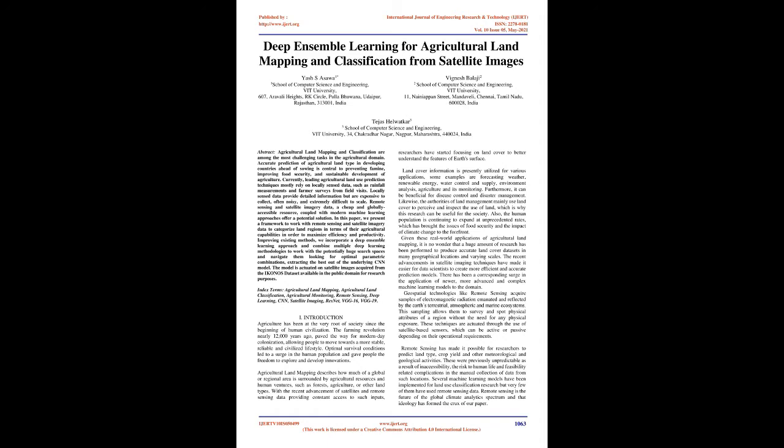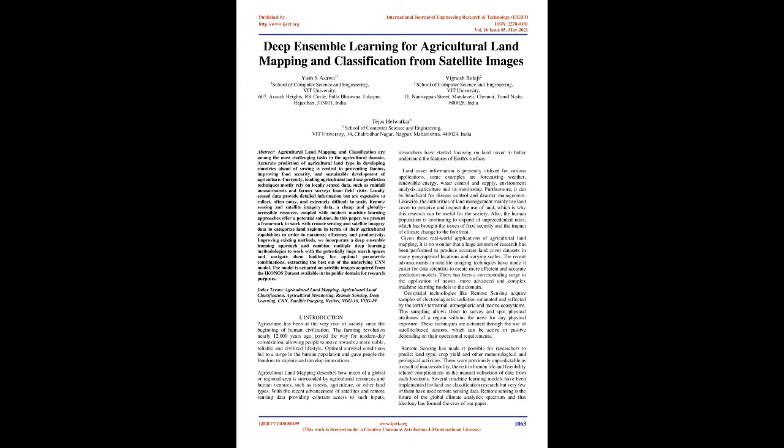Improving existing methods, we incorporate a deep ensemble learning approach and combine multiple deep learning methodologies to work with the potentially huge search spaces and navigate them looking for optimal parametric combinations, extracting the best out of the underlying CNN model. The model is actuated on satellite images acquired from the IKONOS Dataset available in the public domain for research purposes. Index terms: agricultural land mapping, agricultural land classification, agricultural monitoring, remote sensing, deep learning, CNN, satellite imaging, ResNet, VGG16, VGG19.